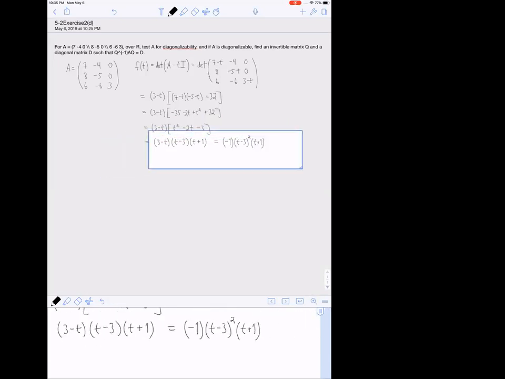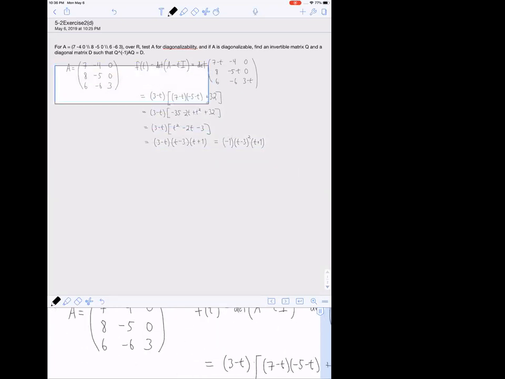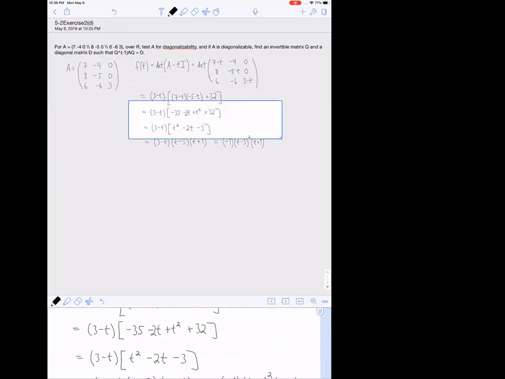So what does this tell us? This tells us that there are 2 eigenvalues. One is 3 and one is negative 1. The eigenvalue 3 has multiplicity 2. The eigenvalue negative 1 has multiplicity 1. And in fact, the characteristic polynomial splits. So there is at least hope that this matrix A is in fact diagonalizable.